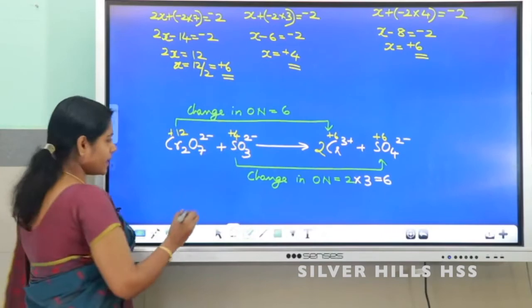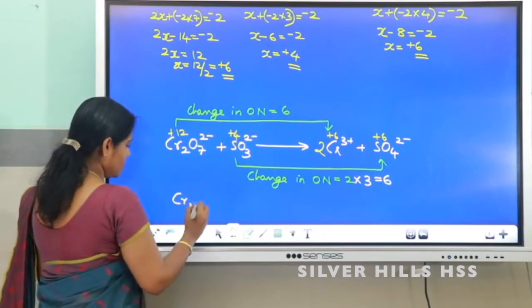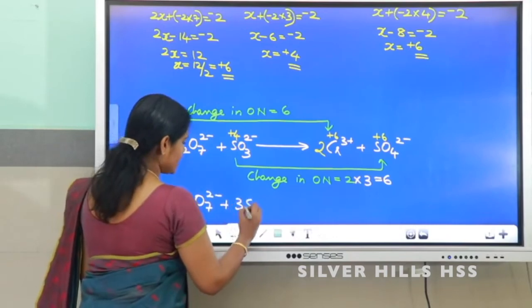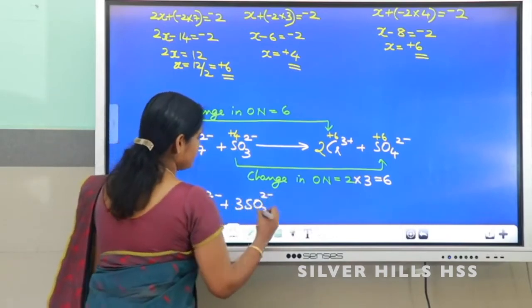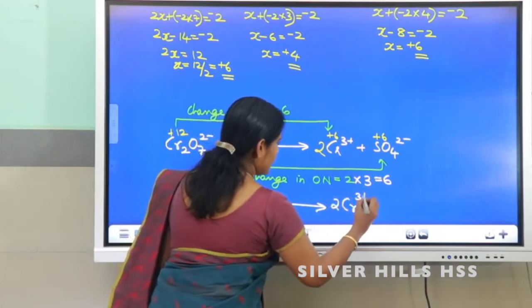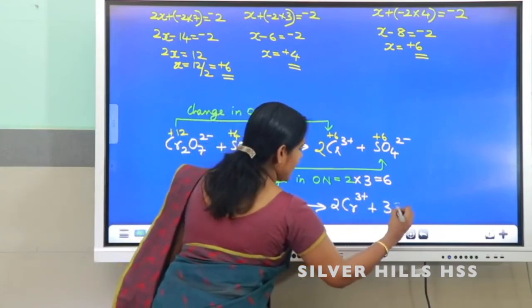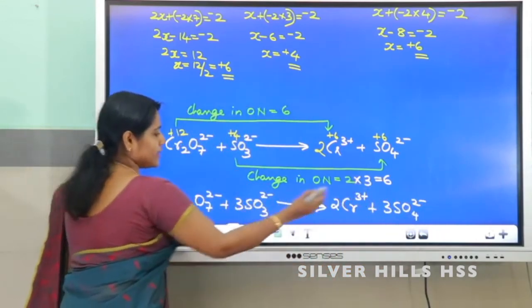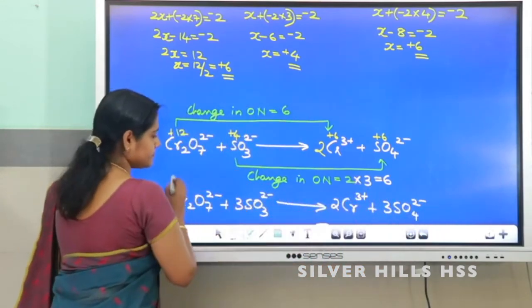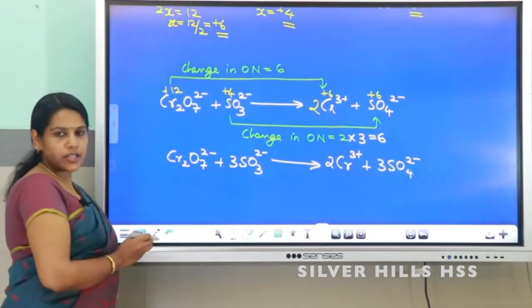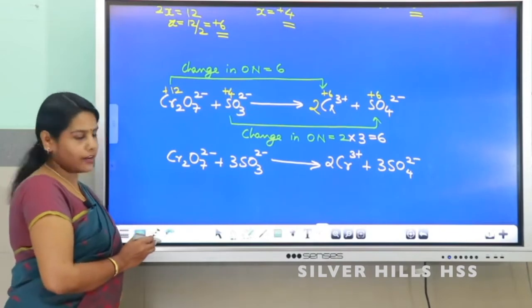So the reaction becomes Cr2O7 2- + 3SO3 2- gives 2Cr3+ + 3SO4 2-. So this 3 is added to both sides. Now we have balanced all elements except oxygen and hydrogen. So the next step is to balance oxygen and hydrogen.